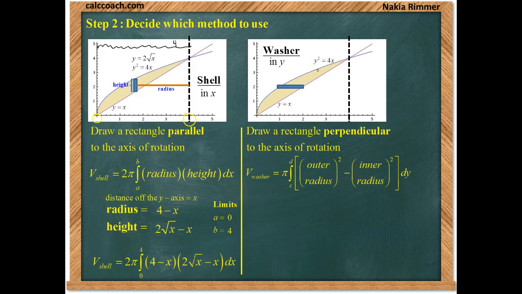So just divide by 4. X is equal to y squared over 4. And we need the outer radius and the inner radius. The outer radius is a line that goes from the axis of rotation through the region to the end of the rectangle.